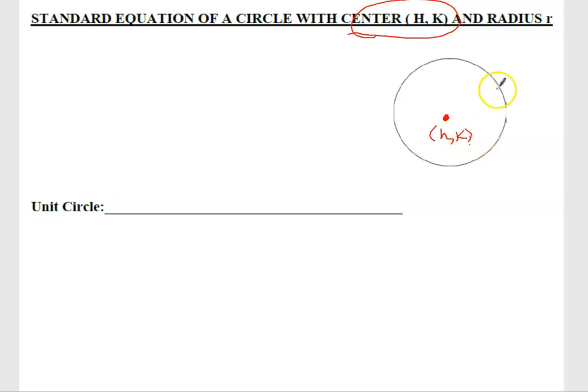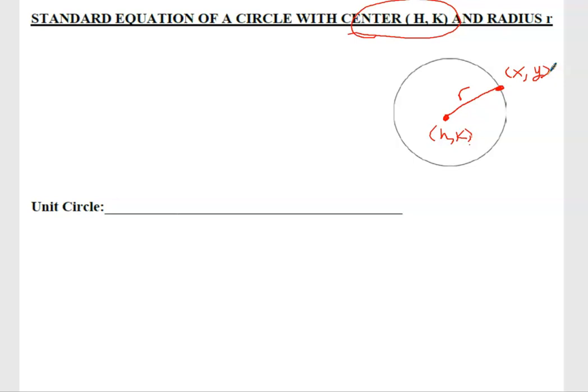And then we have to know the radius, which is the distance from the center to a point on the outside. This point on the outside is going to have coordinates (x, y). When we talked about a circle on Friday, we said it is the set of all points that are equidistant from a given point that we call the center. When we created this equation, it was really just the distance formula using h and k and x and y.